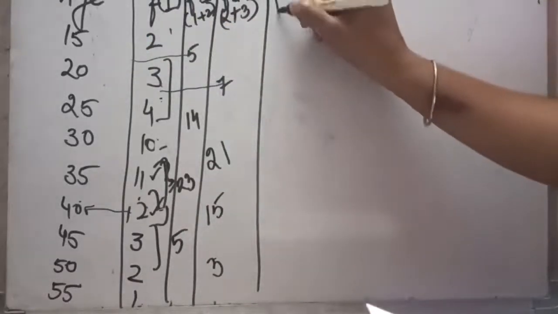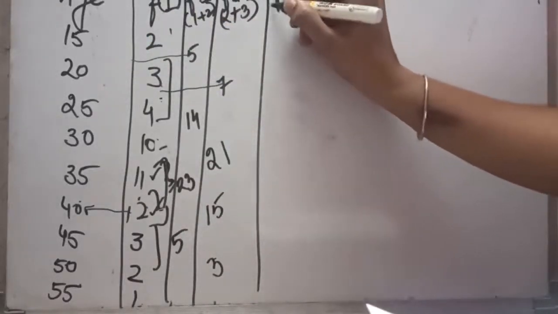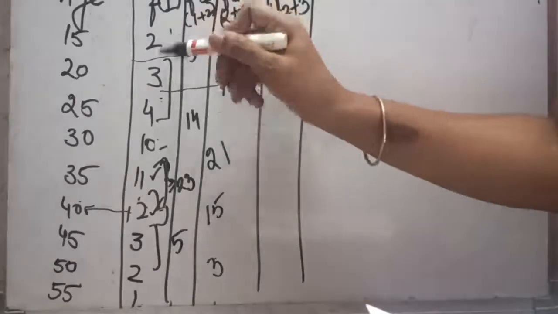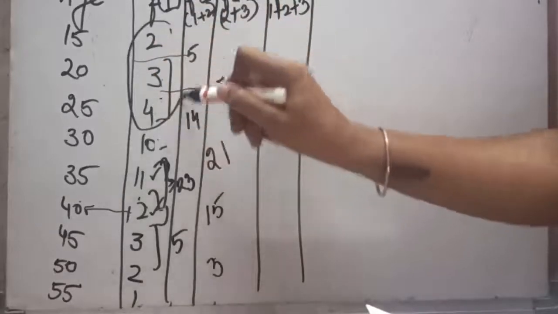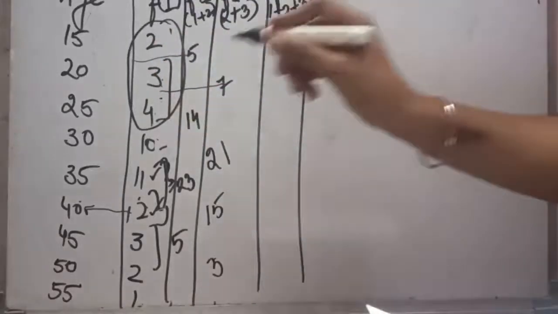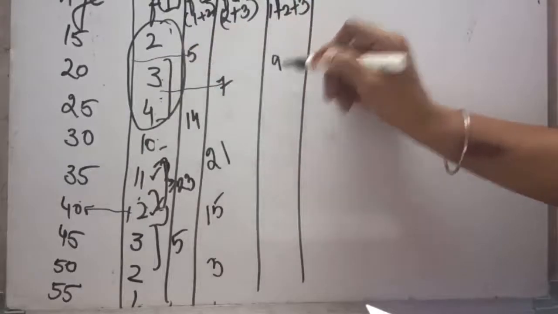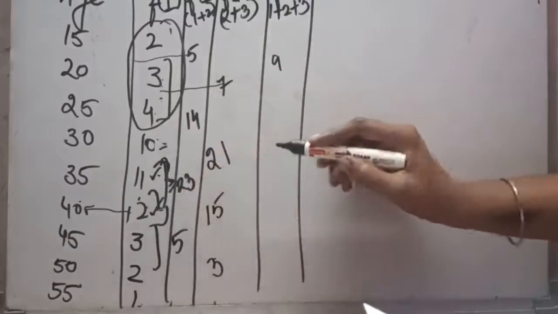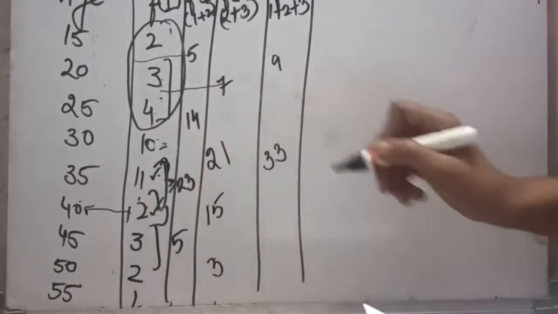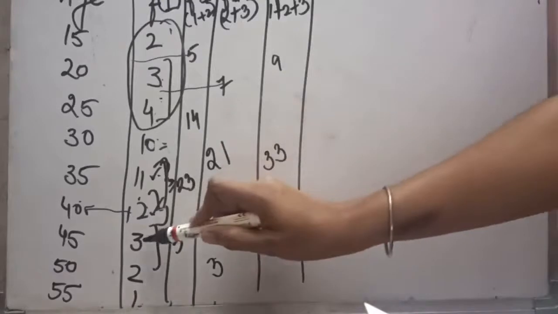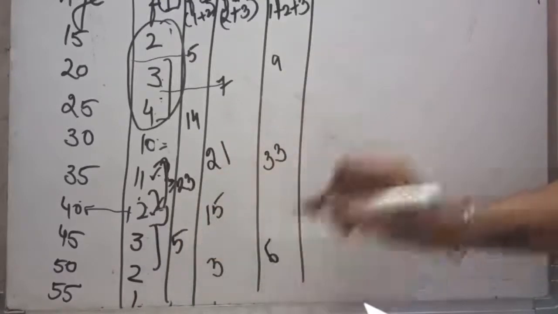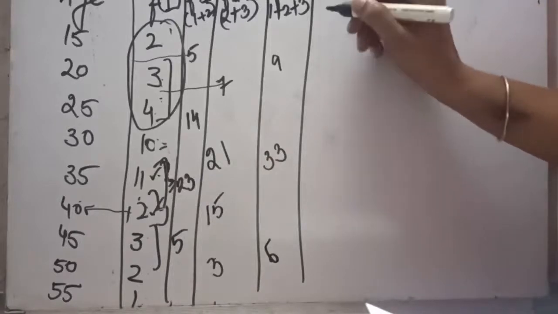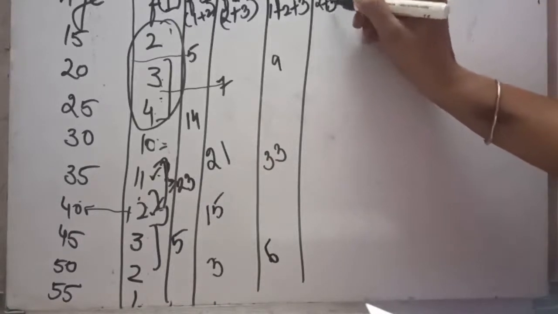Now our next column is F4, created by 1 plus 2 plus 3. Now we add 3 elements: 2 plus 3 plus 4. These 3 are added, so the first element will be 9, and it comes in the middle. Then 10 plus 11 plus 12 will be 33 in the middle, and in the last 3 plus 2 plus 1, that is 6, also in the middle.